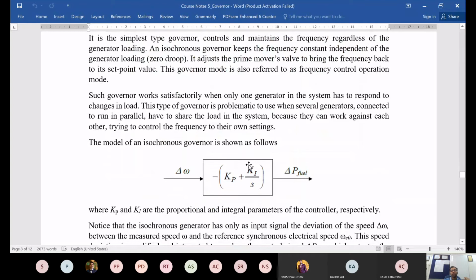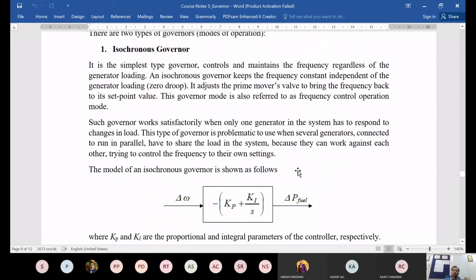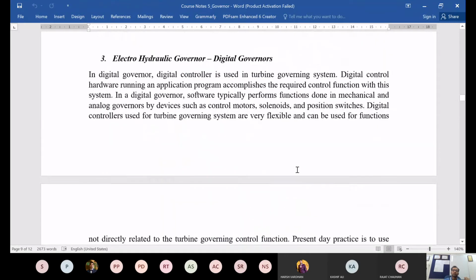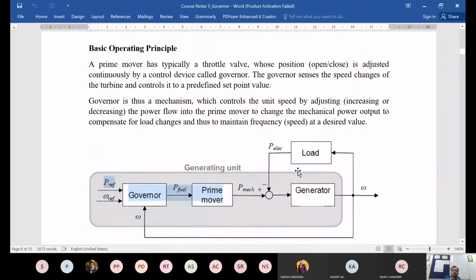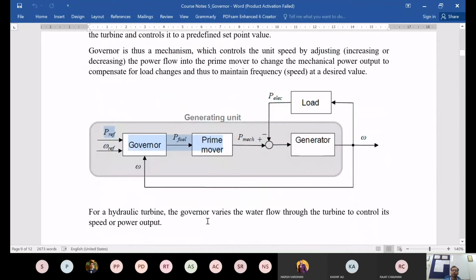For the sake of simplicity, a simple PI type controller has been put here, and corresponding to that delta omega, the delta P fuel will change. So this block diagram which we are showing in isochronous governor mode, as you can understand, is only a portion of this entire loop. So only this portion is being shown there. So you have delta omega, which is nothing but omega minus omega ref, and P fuel going out.